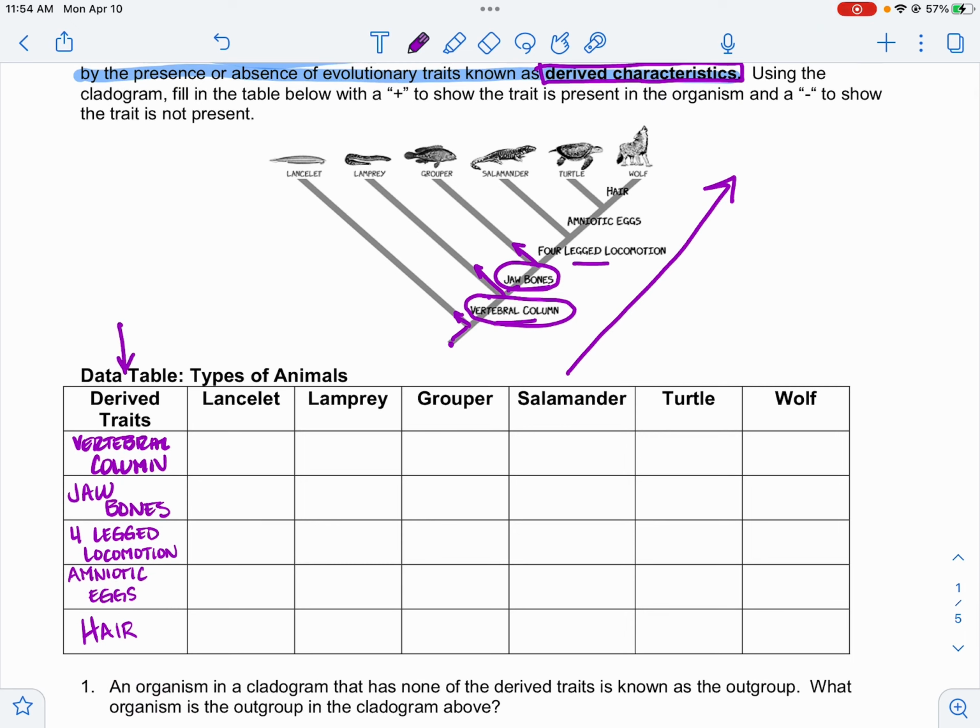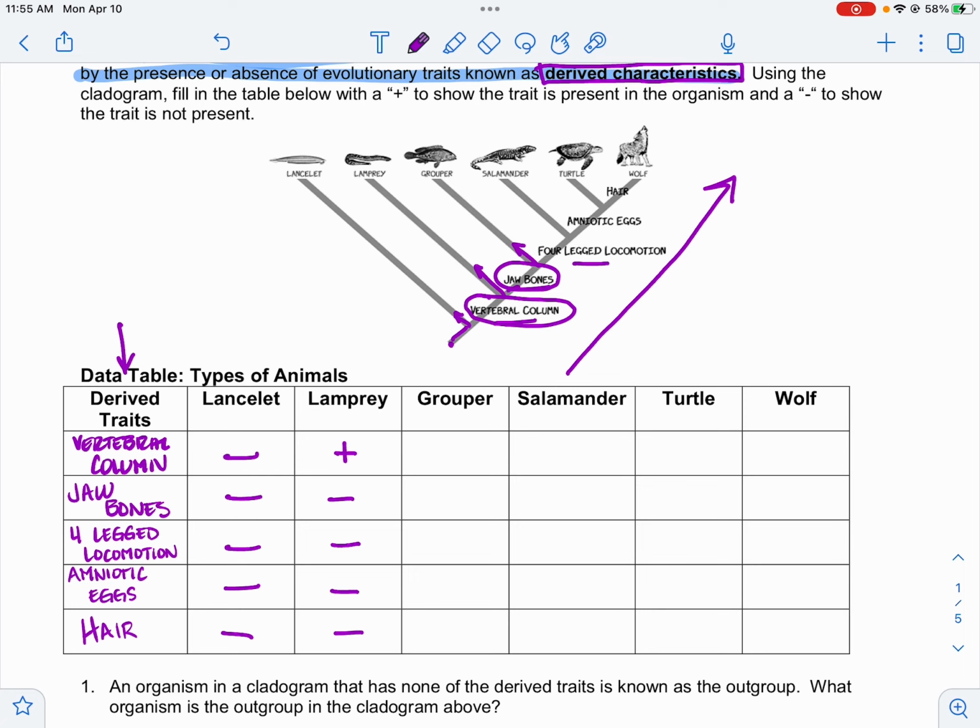So if we look at the lancelet, it branches off before any of those show up. So lancelets don't have any of these things. They don't have vertebral columns, which is a fancy way of saying a spinal cord, jaw bones, four-legged locomotion, which means they move with four legs, amniotic eggs, right? They don't have eggs that have an amniotic sac, and they don't have hair. Lampreys, notice how they do branch off after the appearance of vertebral columns. So they do have a vertebral column. They do not have any of the other derived traits because those traits evolved after they did.